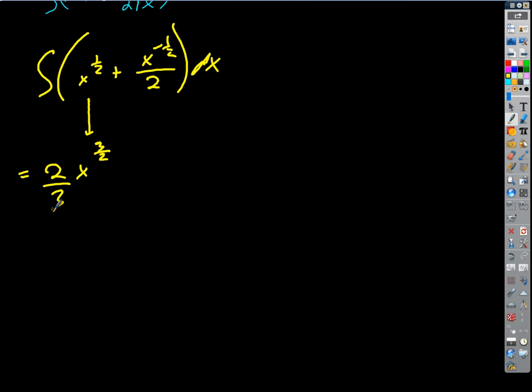How about this one? Liz, what's going to be the antiderivative of x to the minus 1/2? I'm going to pull that 1/2 out front. There's that one. How about this guy? Then I'm going to get x to the 1/2, good, over 1/2, which would be times 2. And then I can't forget plus C.